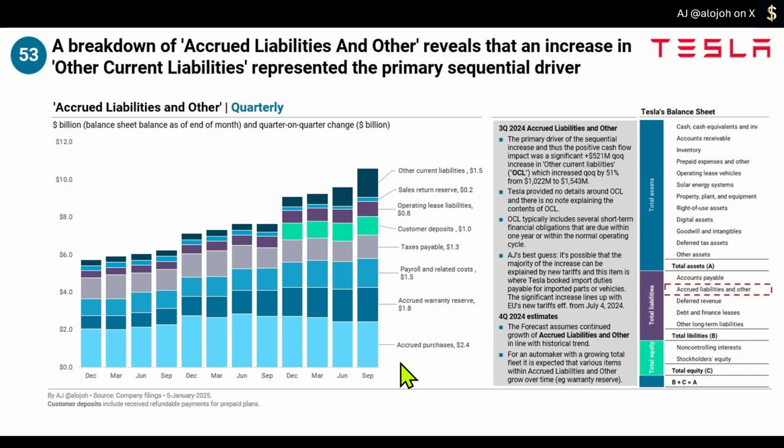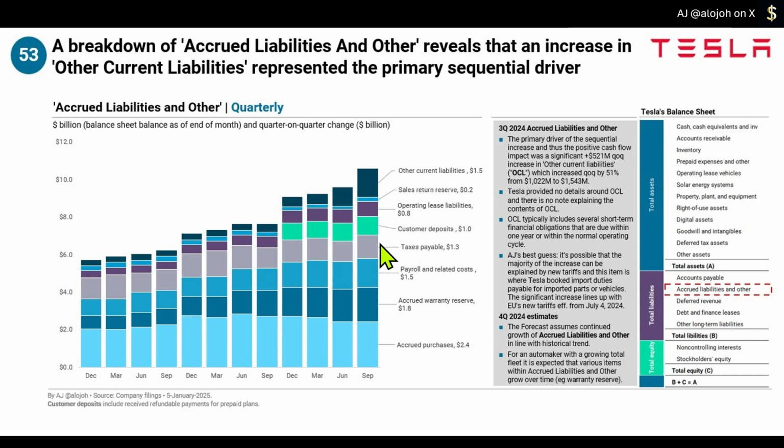As we discussed earlier, there are accrued purchases, so things Tesla has not yet been invoiced. You can see this came down quite meaningfully over the last couple of quarters. Then the accrued warranty reserve that we discussed, and this grows constantly for the reasons I just laid out. Then you have payroll and related cost, so something Tesla owes but has not yet paid. This is a normal part of business, or business as usual, BAU, and this also keeps growing as Tesla grows its global scale.